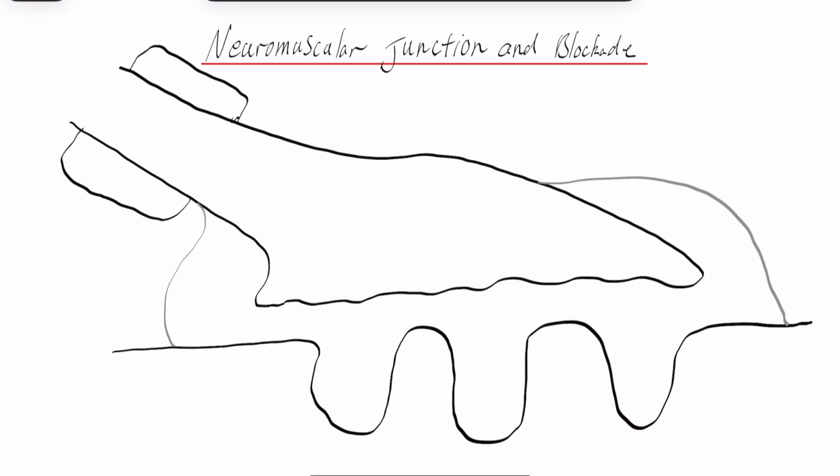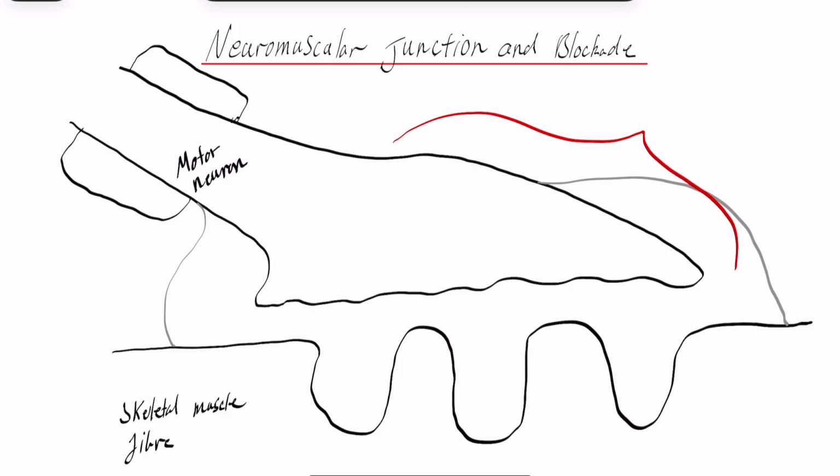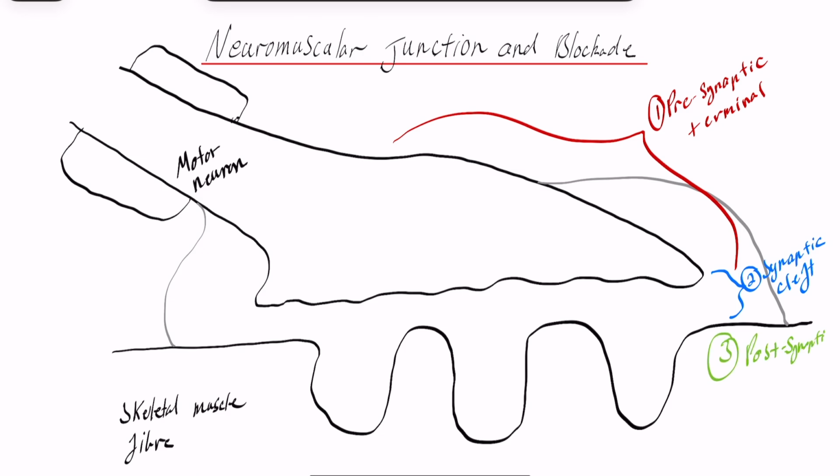So to begin with, let's talk about the neuromuscular junction. The neuromuscular junction is a specialized synapse between the motor neuron and a skeletal muscle fiber designed for rapid, reliable transmission of a signal from the nerve to the muscle. You can think of it as having 3 main components. It has a presynaptic terminal, which is the nerve ending. It has the synaptic cleft, which is the space in between, and the postsynaptic membrane, or the motor end plate of the muscle fiber.